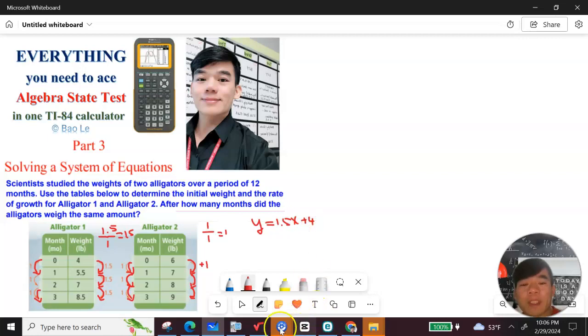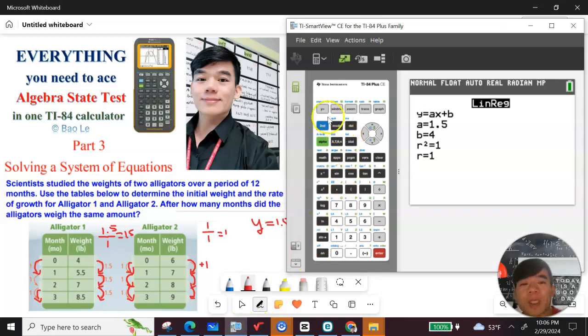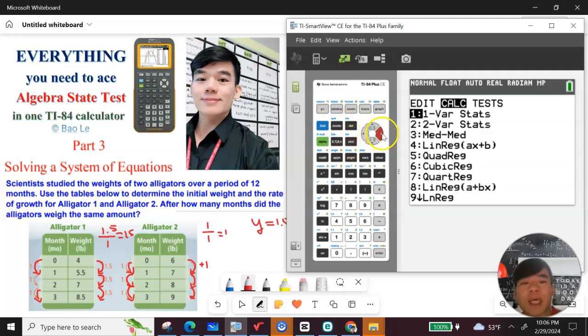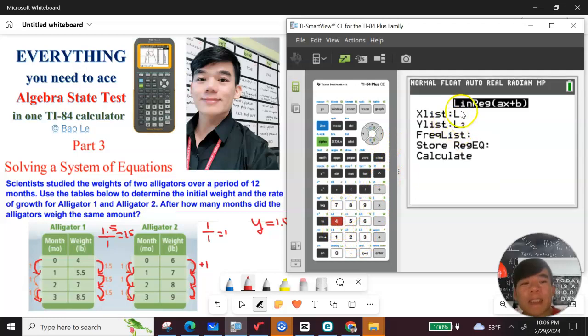Now the second one. Sorry, I hit stat again. I need to go to calc and hit number 4. Now the second table should be L3 and L4. The S list should be L3 and the Y list should be L4. So I hit second right here and change it to L3. Then for the Y list I hit second and change it to L4 right here.